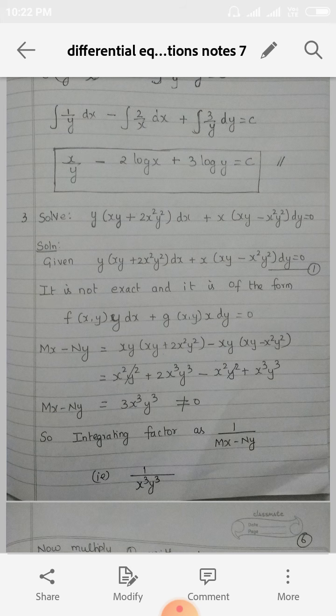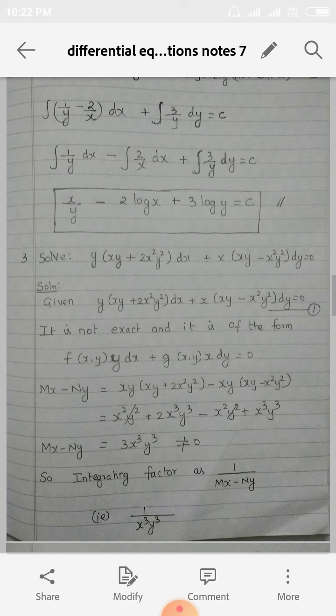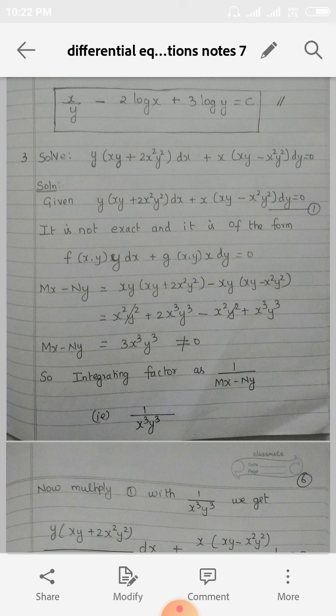See the next sum. y into xy plus 2x square y square dx plus x into xy minus x square y square dy is equal to 0. See the problem, this is not exact, but it is of the form of note 2. What is note 2? f of x comma y into y dx plus g of x comma y into x dy is equal to 0. The terms are multiplied with the x term and the y term. In the second note method, that is f of x comma y y dx plus g of x comma y x dy is equal to 0, the given equation is not exact, but it is of this function form.